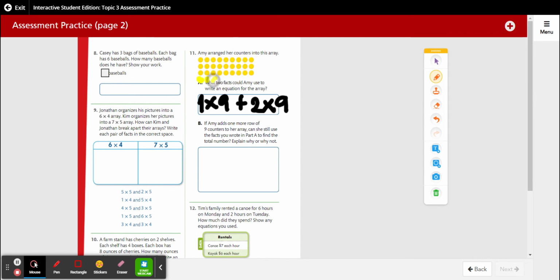1, 2, 3, 4, 5, 6, 7, 8, 9. Okay, so I added another row. Now let's split apart this array and see if it still works. So 1 times 9, that's this right here. This is 1 times 9. Is this still 2 times 9? No, this is 3 times 9. So those 2 facts definitely do not work anymore. So I would write down here, no.